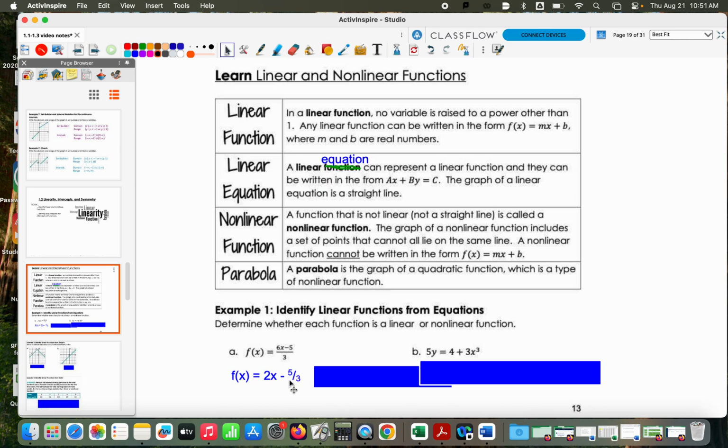Maybe not the easiest point to plot, but we can still work with that. So this one would be linear.